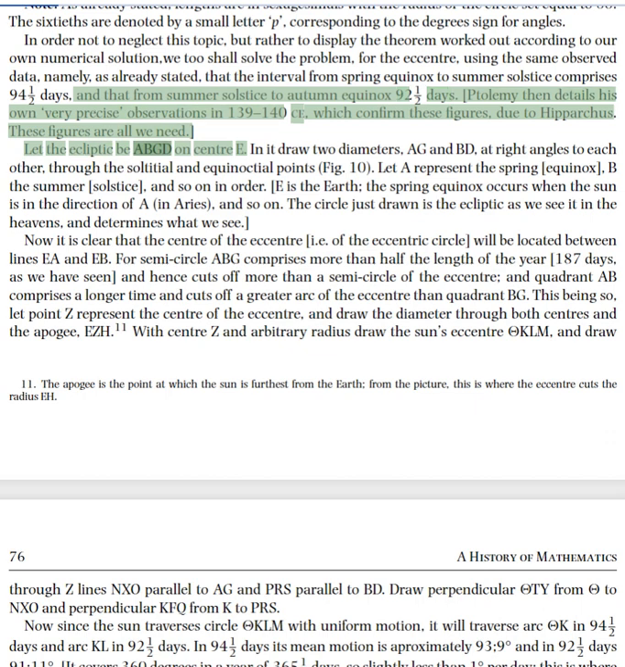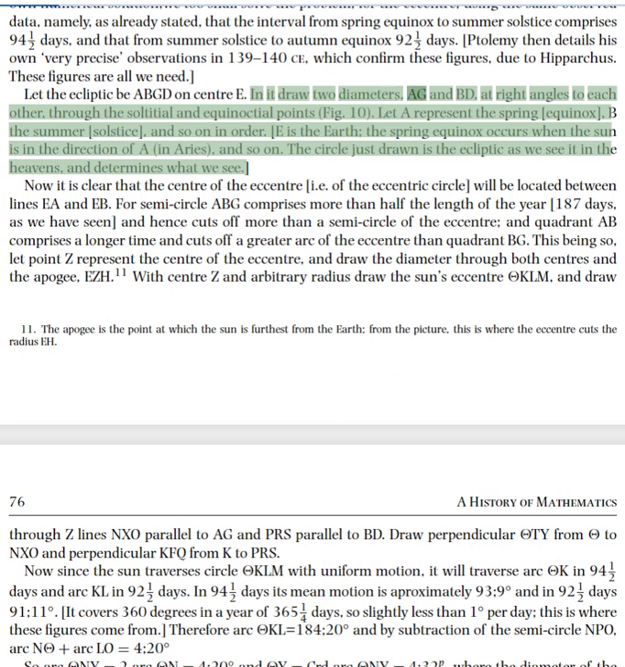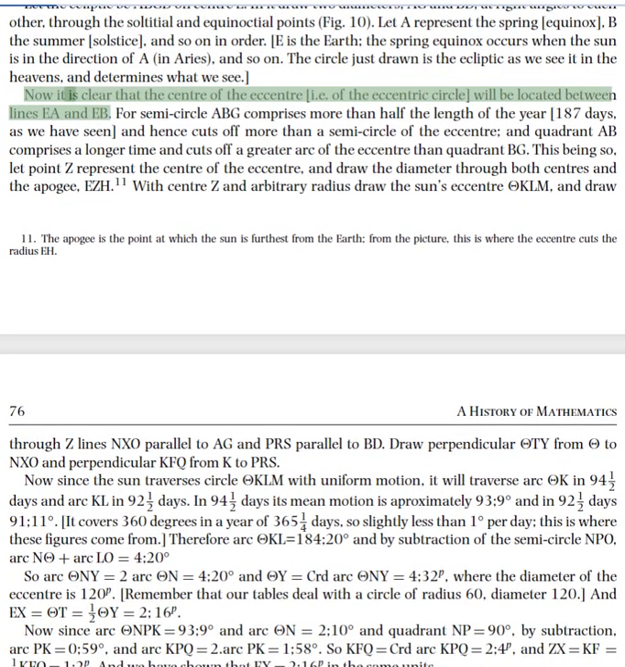Let the ecliptic be ABGD on center E. In it draw two diameters, AG and BD, at right angles to each other, through the solstitial and equinoctial points. Let A represent the spring, B the summer, and so on in order. Now it is clear that the center of the excenter will be located between lines EA and EB.